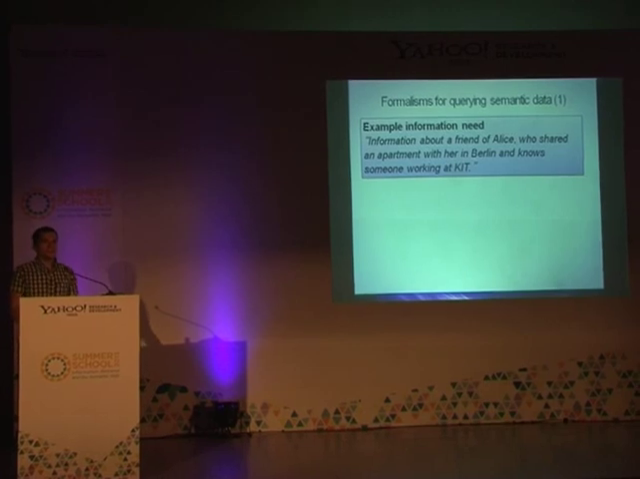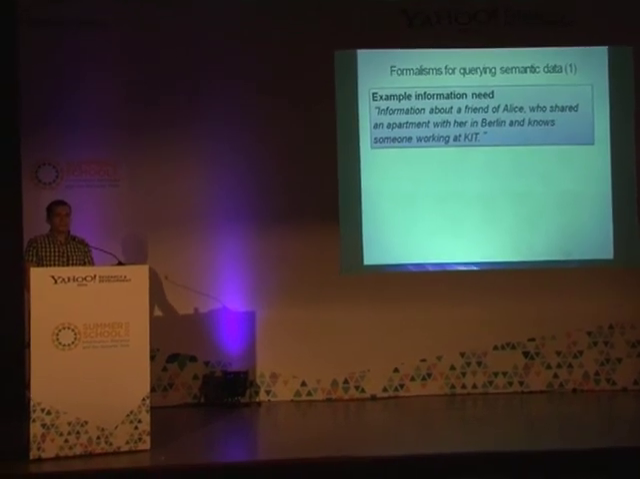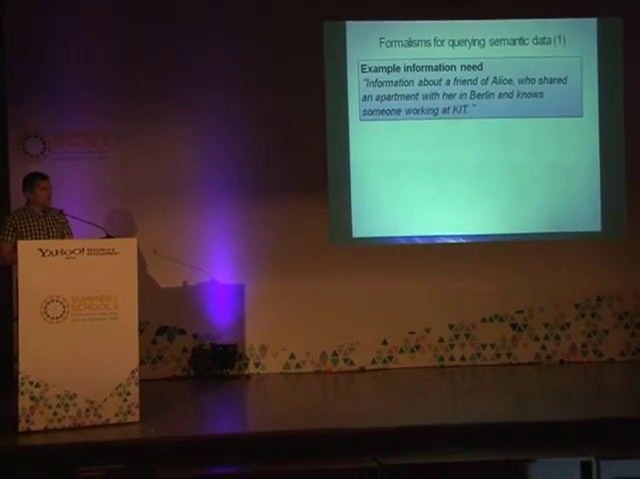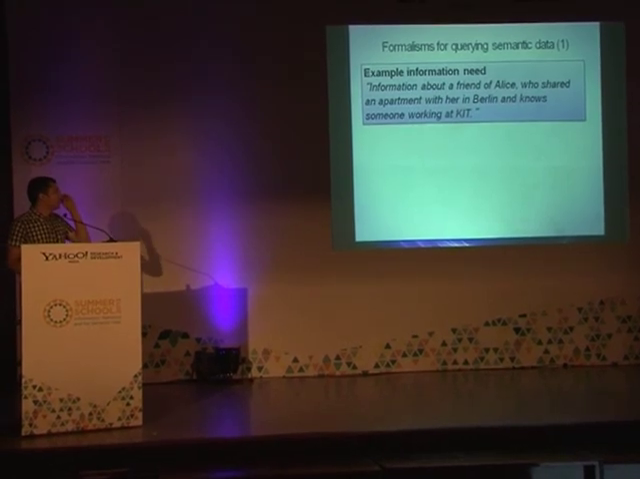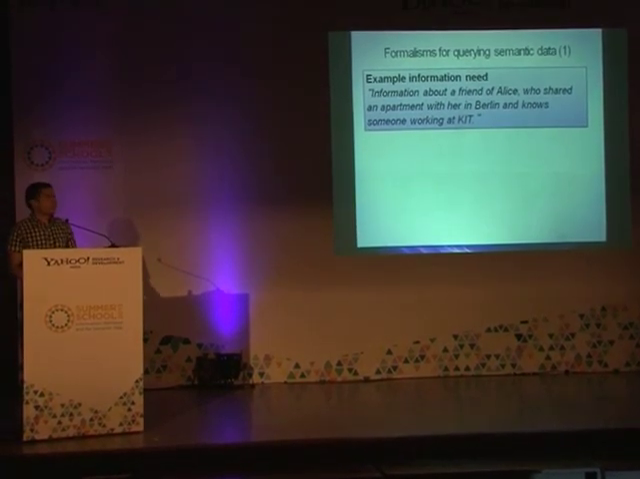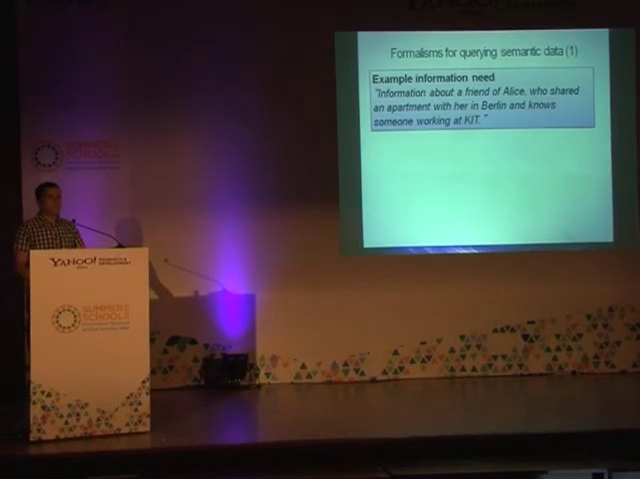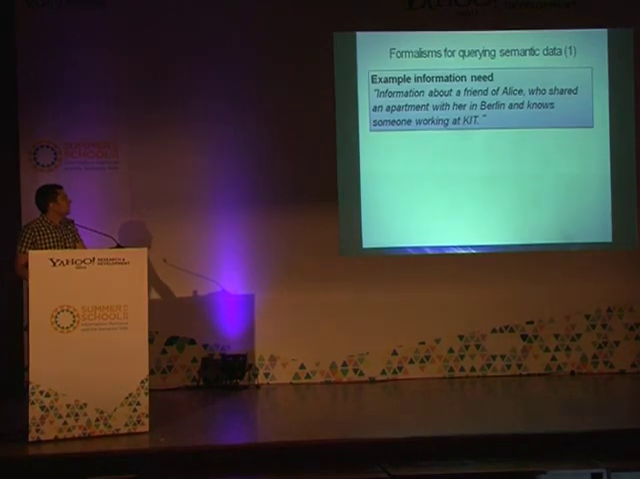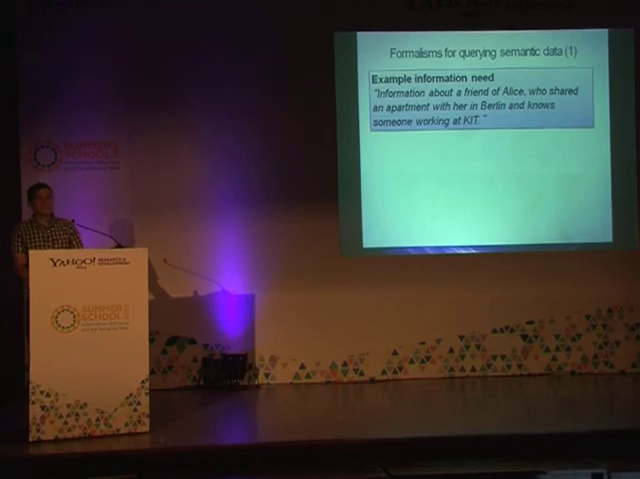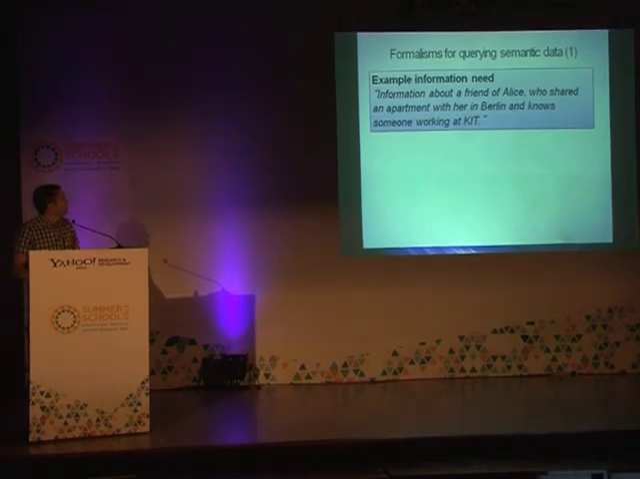We really have now seen a couple of ways that users might construct queries, so just very quickly to recap them. We're going to use this example. The example information need is that someone is looking for a friend of Alice, and this friend has shared an apartment with her, Alice, in Berlin, and knows someone working at KIT. KIT is an institute in Germany, the Karlsruhe Institute of Technology. So this is what we're going to look for.